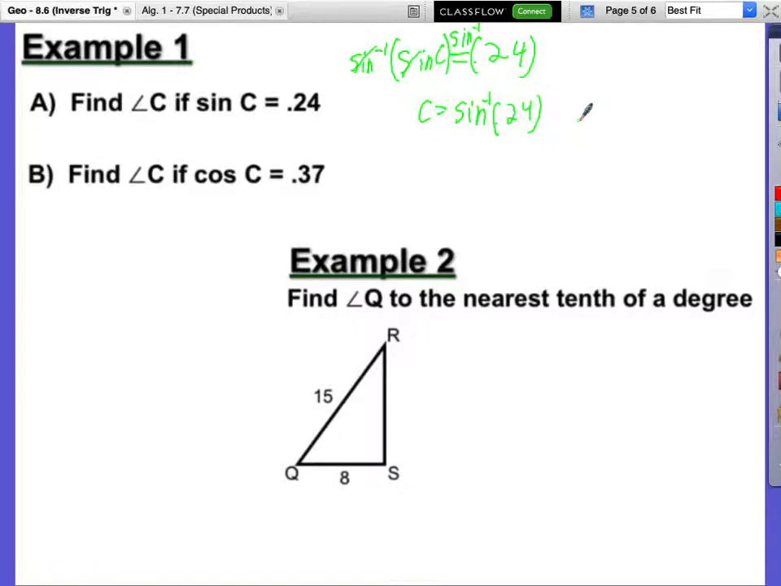So, if everyone has one of my scientific calculators now, that'd be awesome. If you don't, please raise your hand so I can get you one. And if you look right above that button where we pushed sine before.